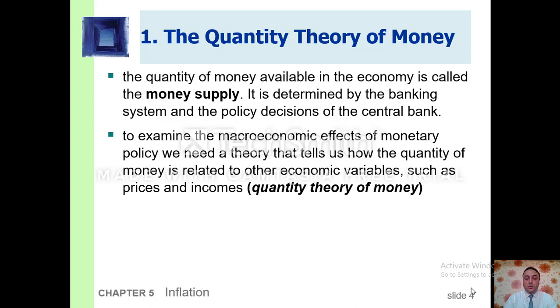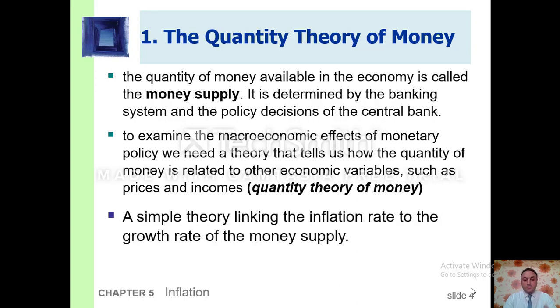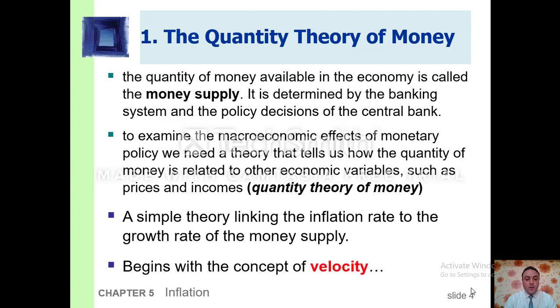This is called the quantity theory of money. It is a very simple theory, linking the inflation rate to the growth rate of the money supply, and how much an increase in the money supply will also increase the inflation rate, the increasing average level of prices. So this theory has many variables.